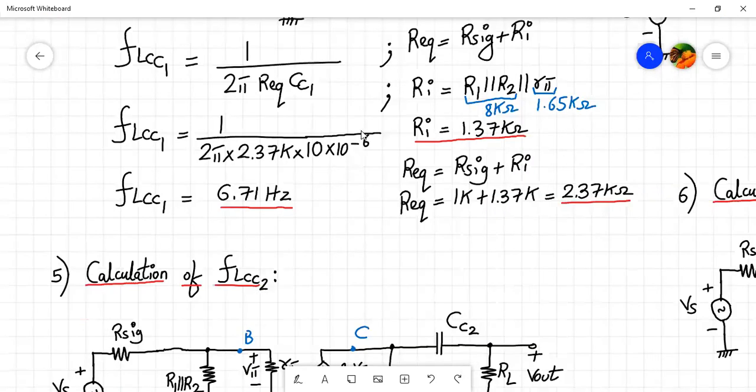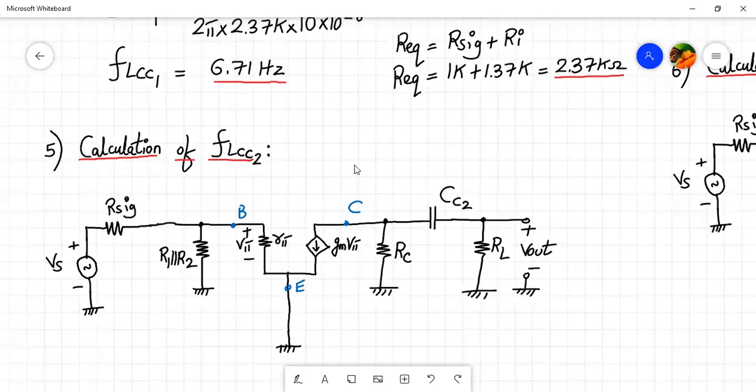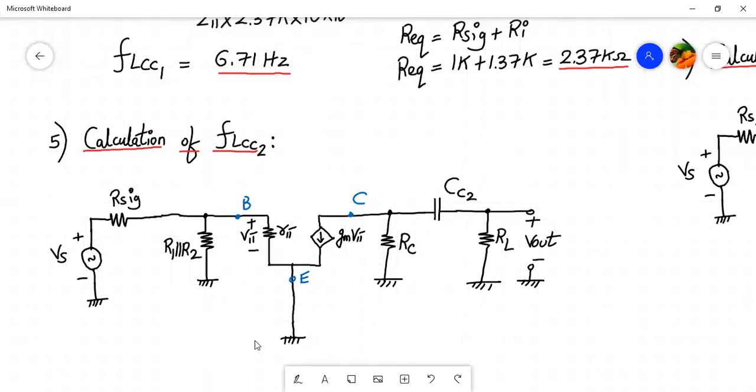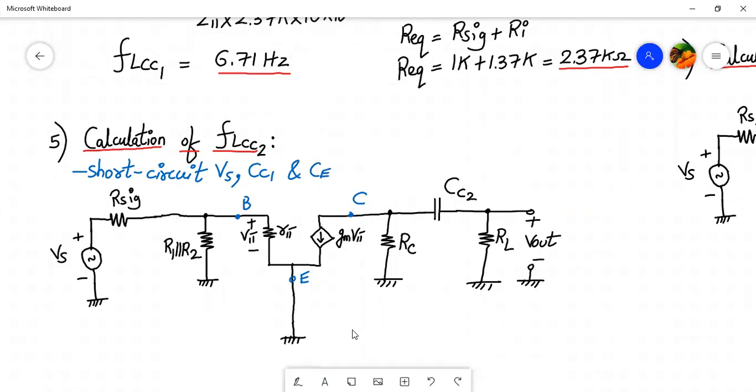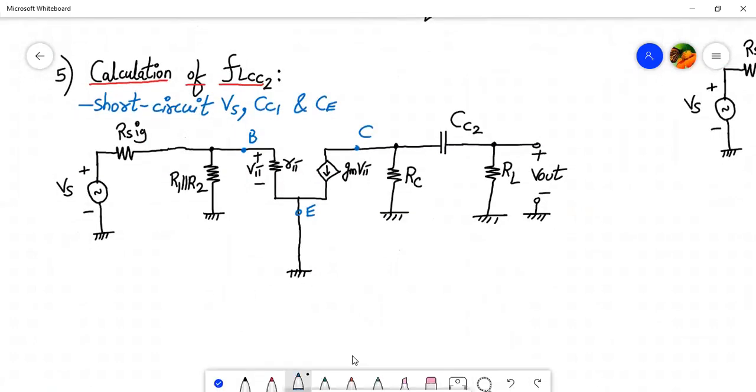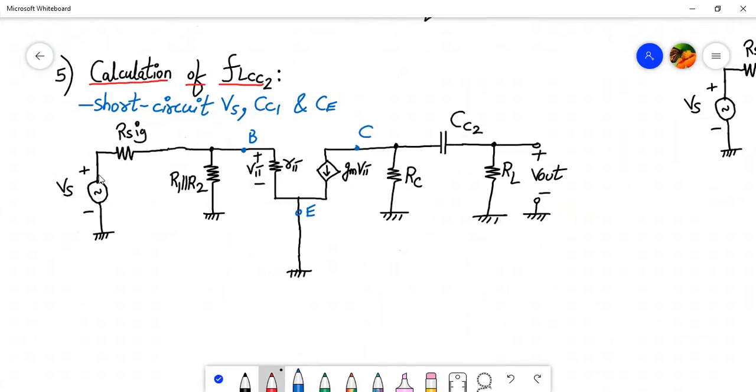Now we will proceed ahead and follow up the calculation for FL of CC2. So for FL of CC2, what all things do we do? We first of all short circuit. We have done this last time, but still I'm repeating. We short circuit VS, then we short circuit CC1 and bypass capacitor CE. So let's do that over here. Short circuit VS.